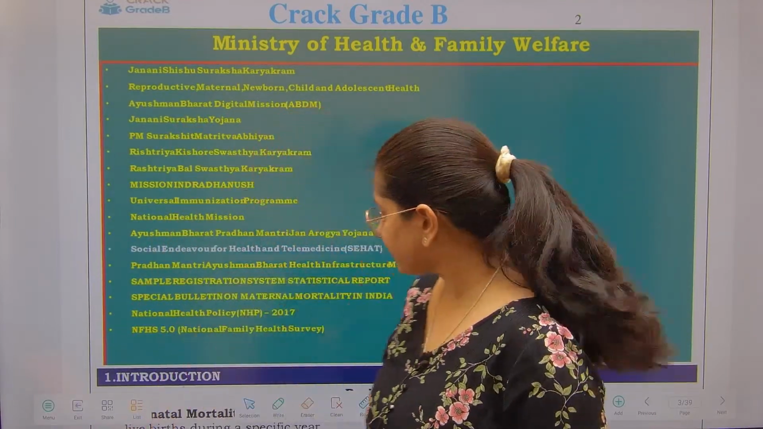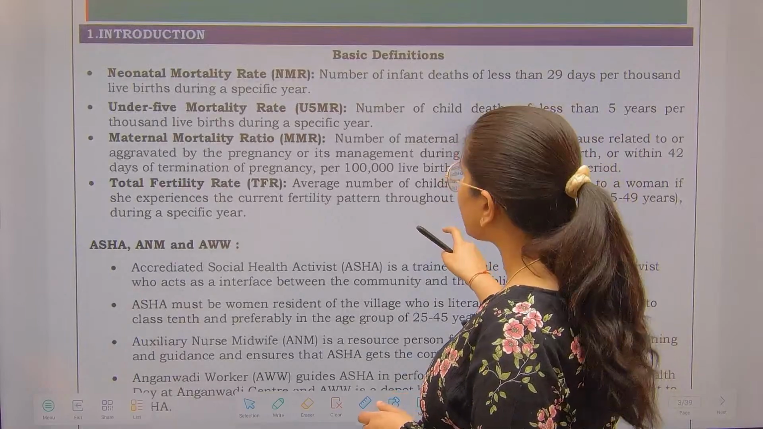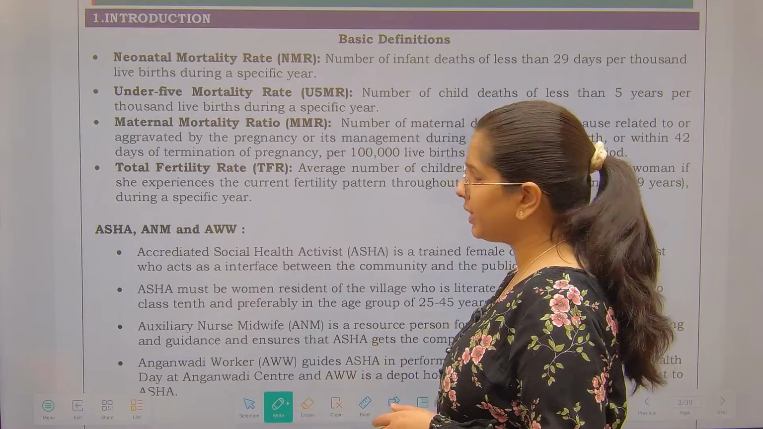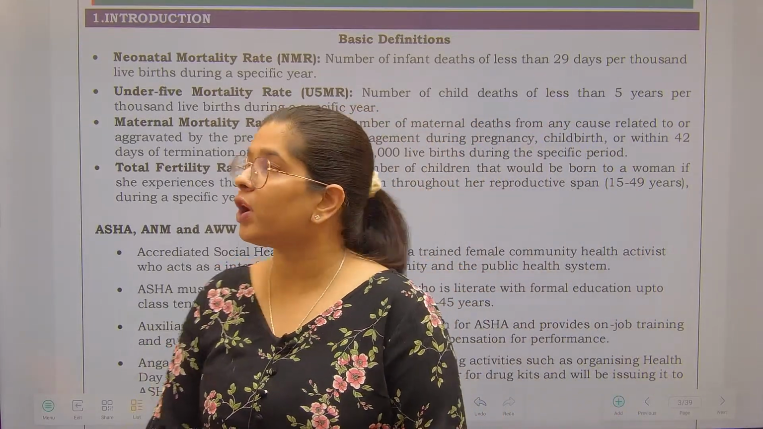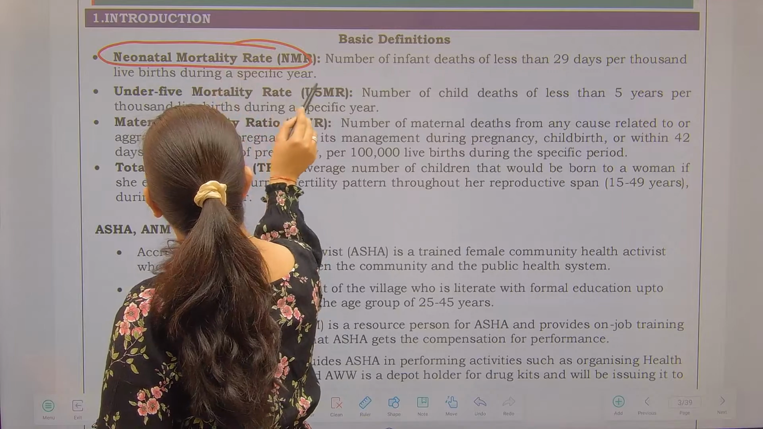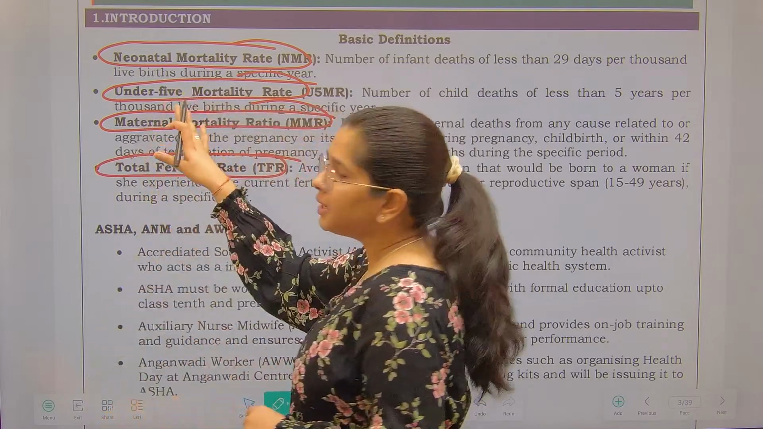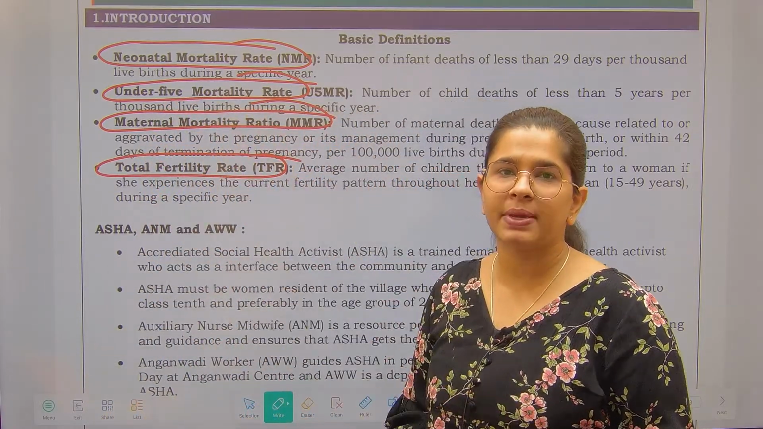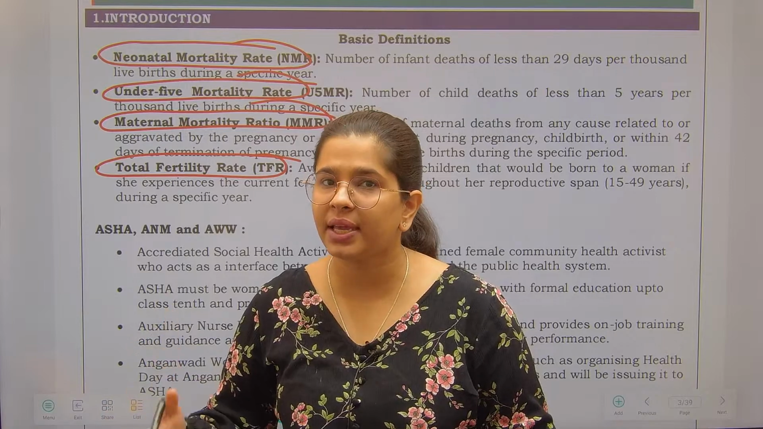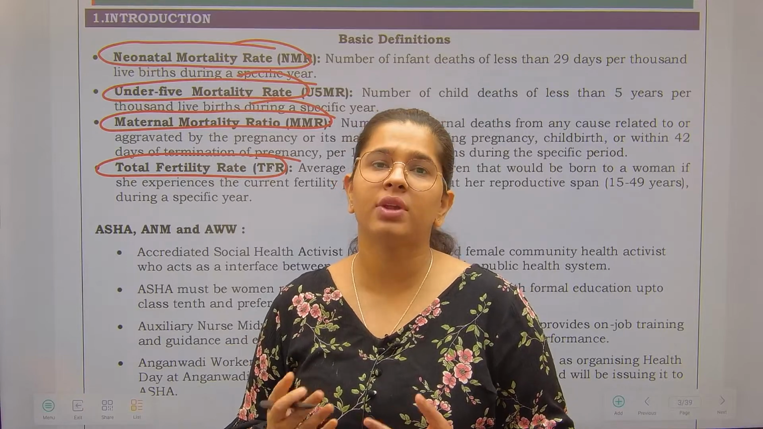So let's start. First of all, we have to understand some basic terms that we are going to use a lot while reading the Ministry of Health related schemes, right? You see here there are four terms given to you: neonatal mortality rate, under 5 mortality rate, maternal mortality rate, and TFR. Neonatal means the child has just been born, and we have to identify, if there are 1000 live births happening in India, out of those 1000 live births, how many children die as soon as they are born.